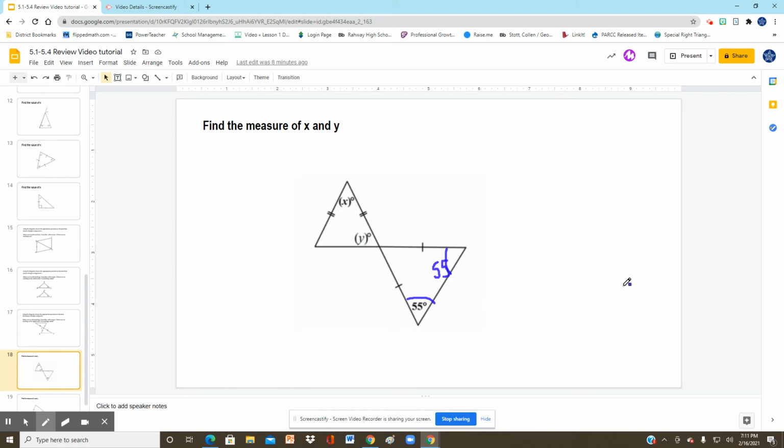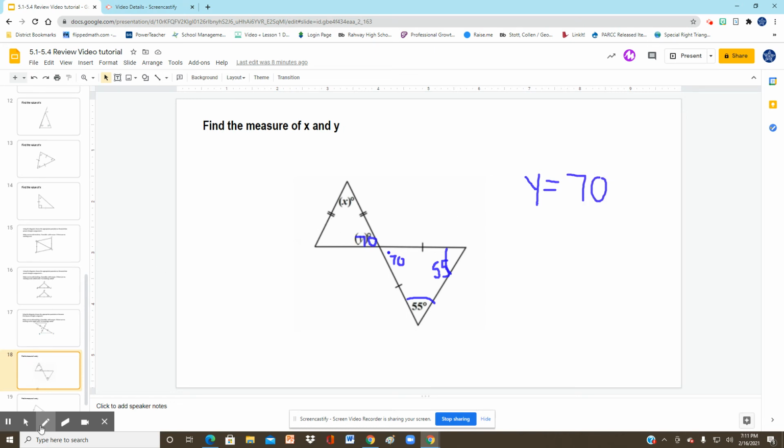So now because I have 55, I can find this top angle right here. I'm going to put a dot there. I can find that angle by adding 55 and 55, and then I'm going to subtract from 180. And that's going to make this angle 70. Now, y is also going to be 70. I'm going to write that over here. So y equals 70, and the reason for that is vertical angles.